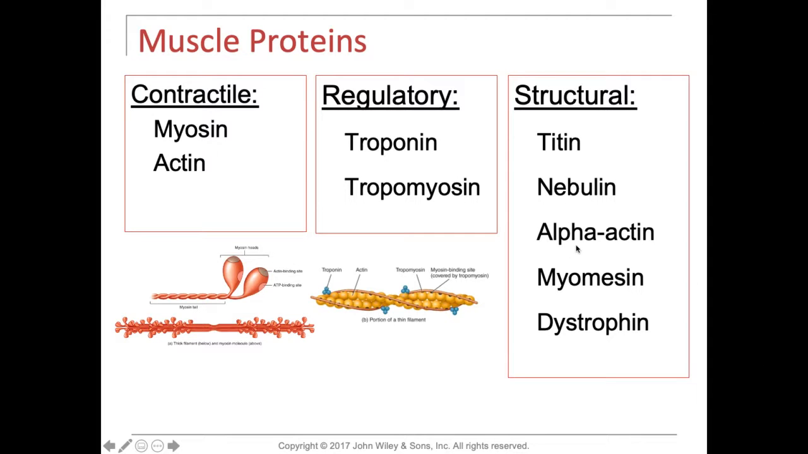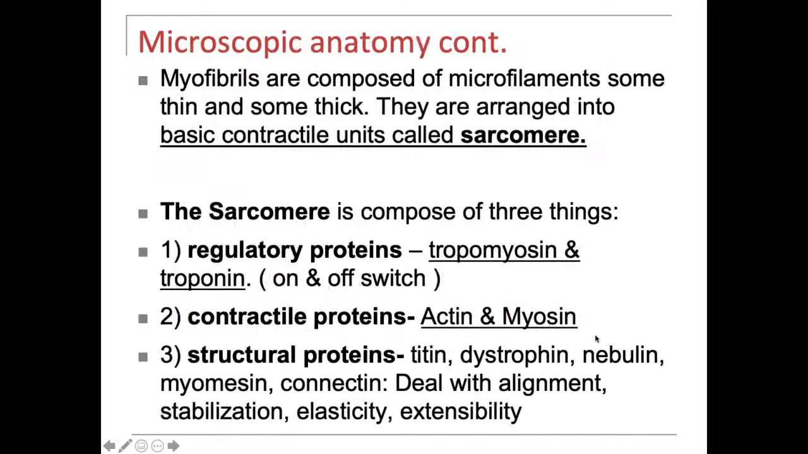Now, the structural proteins are titin, nebulin, alpha-actin, myosin, and dystrophin. Okay, these are the two that we're going to spend quite a bit of time looking at. There are some autoimmune conditions that do happen that attack, let's say, muscular dystrophy. Muscular dystrophy is autoimmune against the degradation of this structural protein, dystrophin.